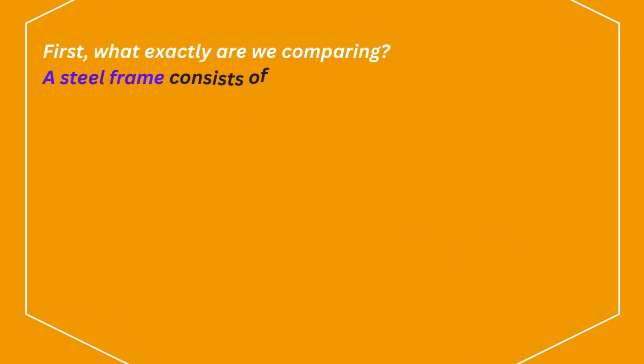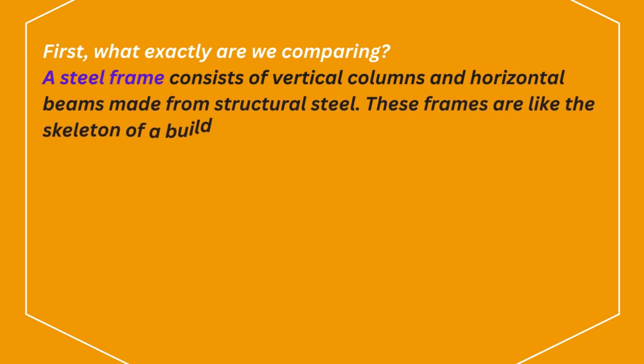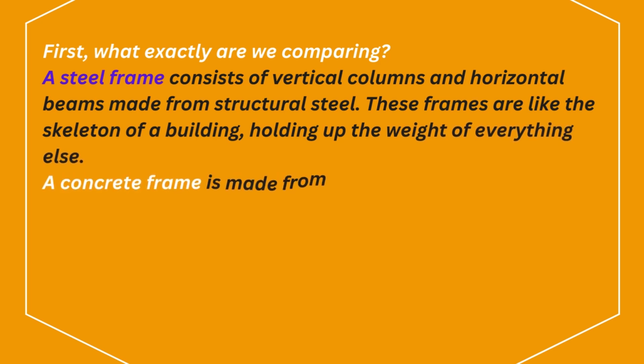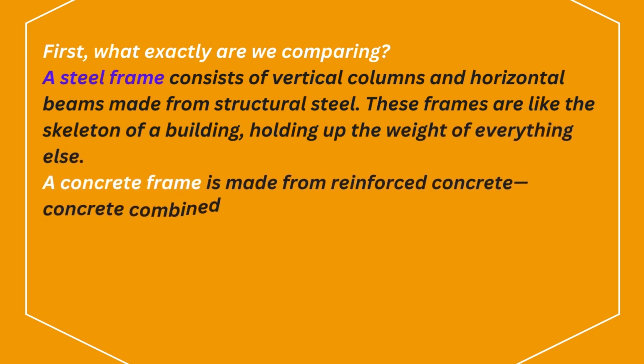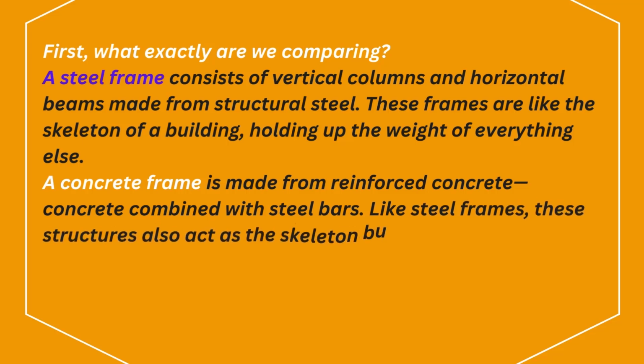A steel frame consists of vertical columns and horizontal beams made from structural steel. These frames are like the skeleton of a building, holding up the weight of everything else. A concrete frame is made from reinforced concrete combined with steel bars. Like steel frames, these structures also act as the skeleton but with a much heavier composition.